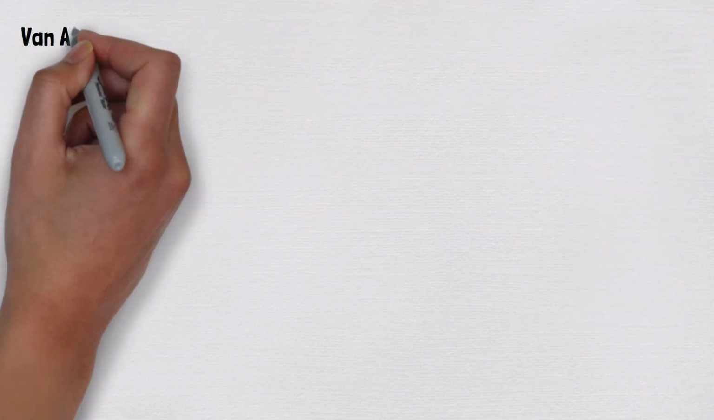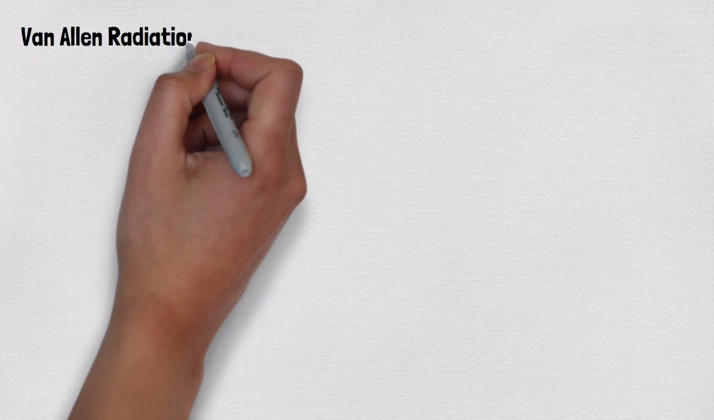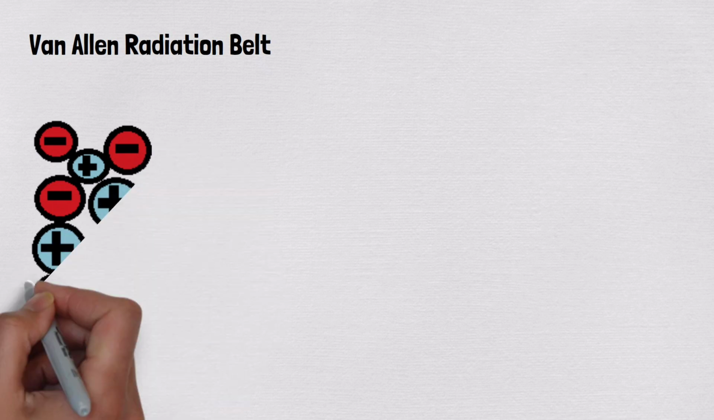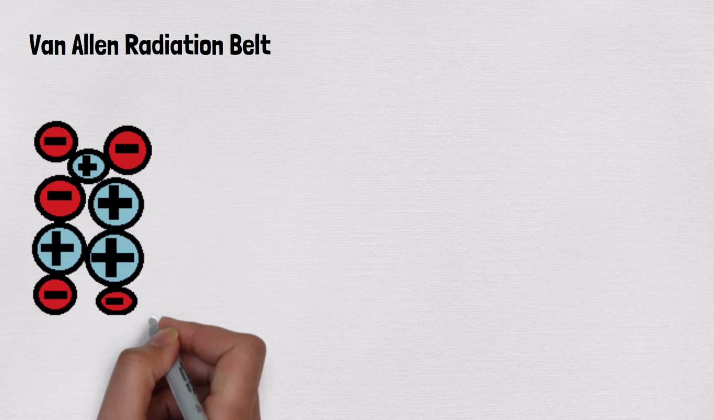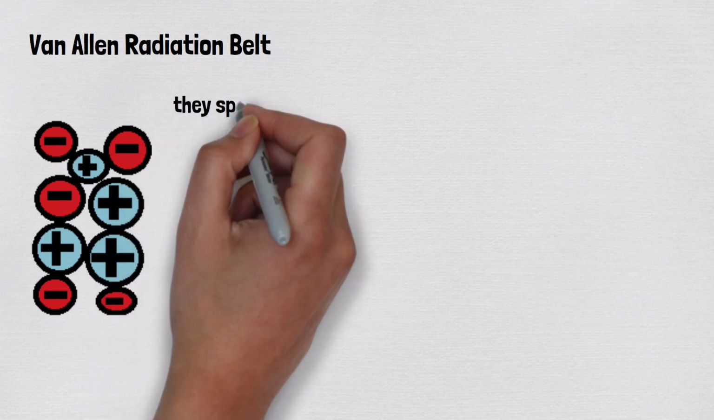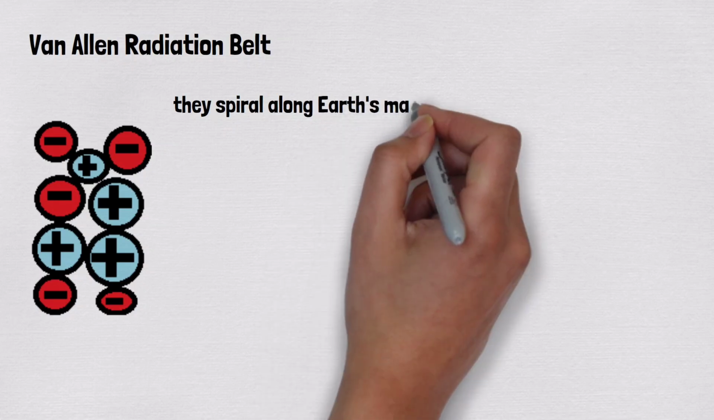Van Allen radiation belt. The Van Allen radiation belt is a region filled with charged particles trapped by Earth's magnetic field. These particles originate from solar radiation and are transported toward Earth during solar winds. When these particles become trapped, they spiral along Earth's magnetic field lines. During intense solar storms, the density of these charged particles increases, resulting in phenomena like auroras.